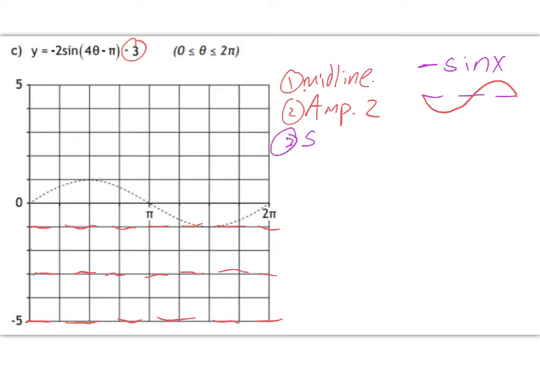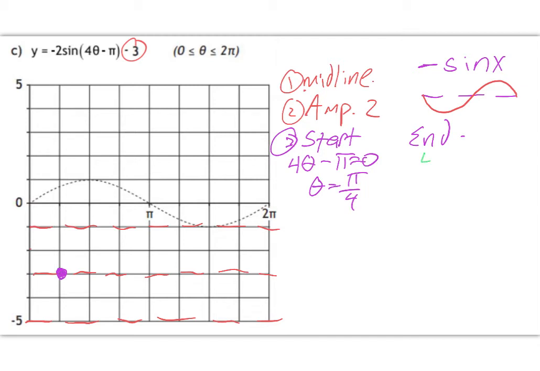All right, let's get our start and end points. Inside is 4 theta minus pi, that equals 0. I'm going to add pi to the other side, divide by 4, and I get pi over 4 as a starting point. This is divided for us nice already. Here's my starting point.